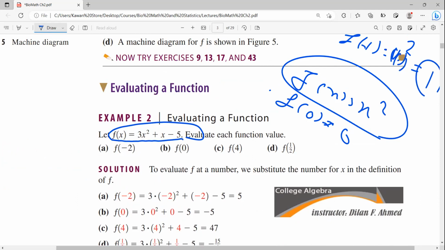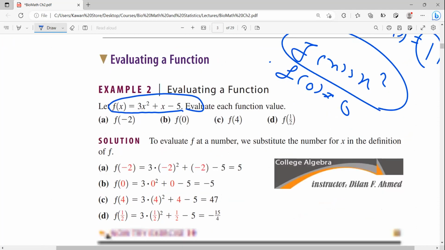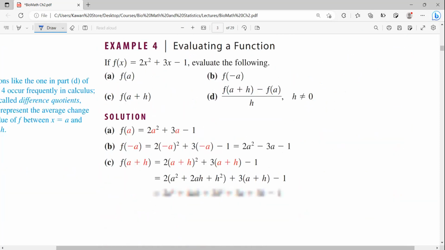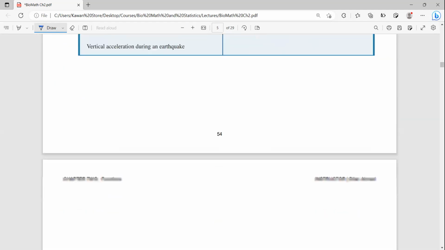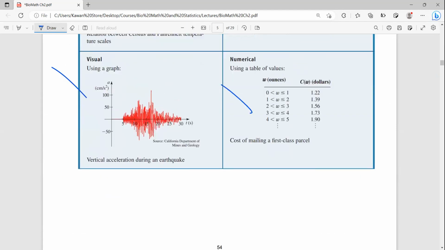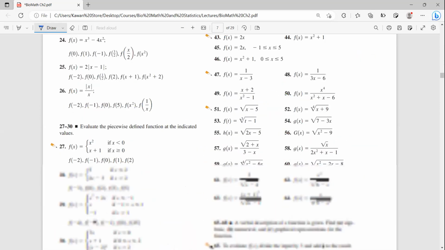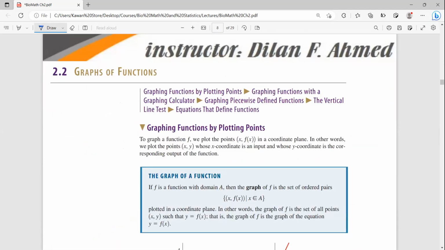When you have a value, you can substitute it. I'm not going to ask you a question like that, because it's very simple. You can just replace it here. So directly, I'm going to chapter 2. You can see there are many applications. Kindly just read it at home to get more information. In 2.2, we are talking about graphing functions by plotting, and graphing these functions without using a calculator. We have many types of functions.